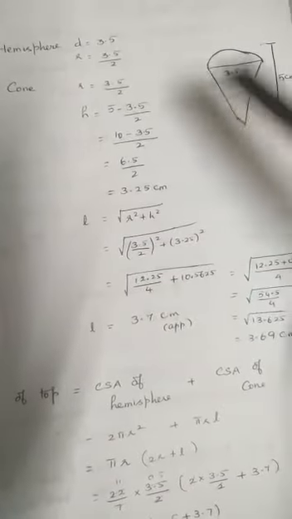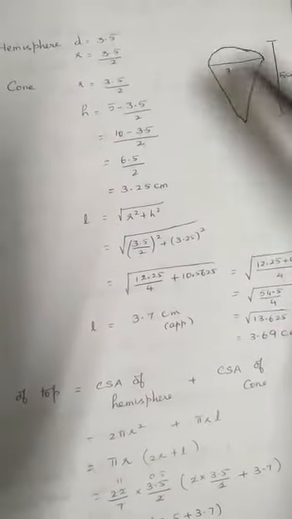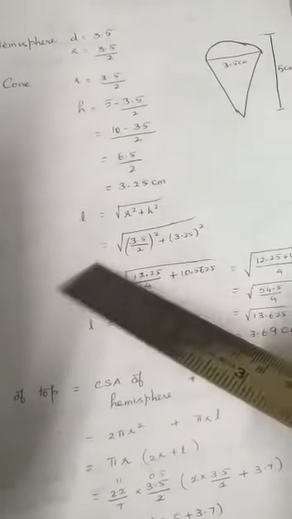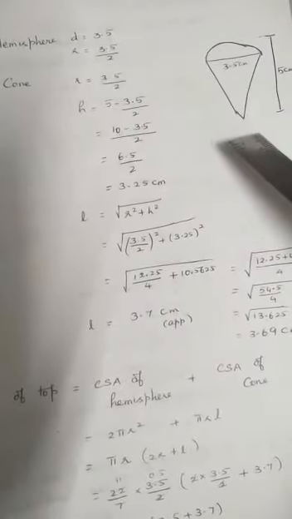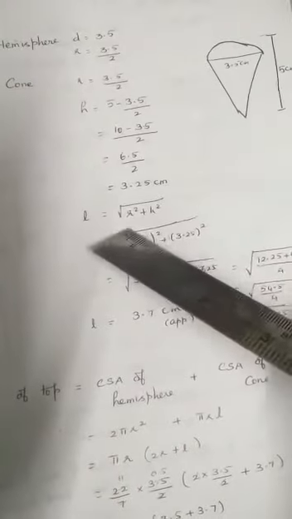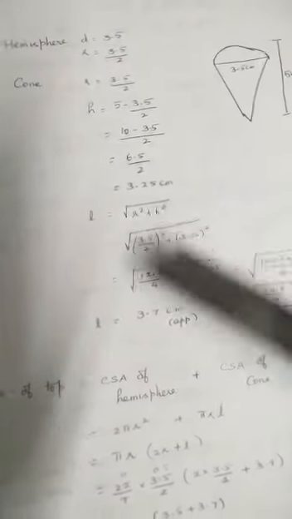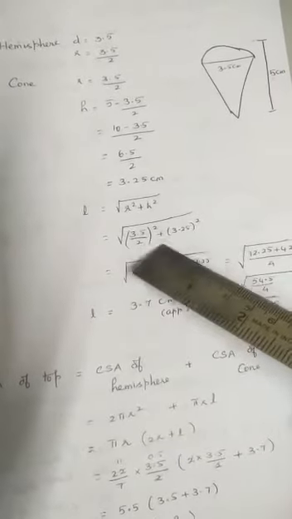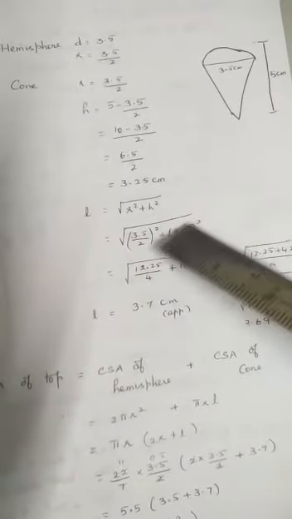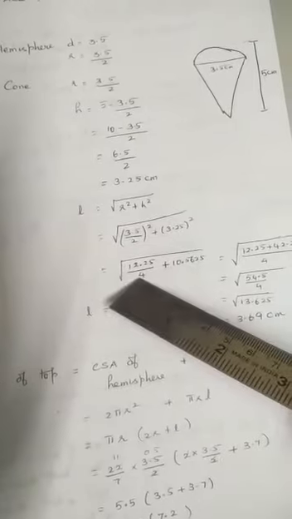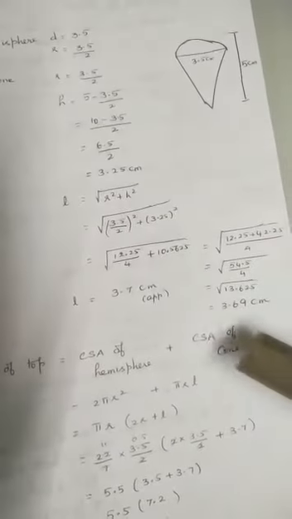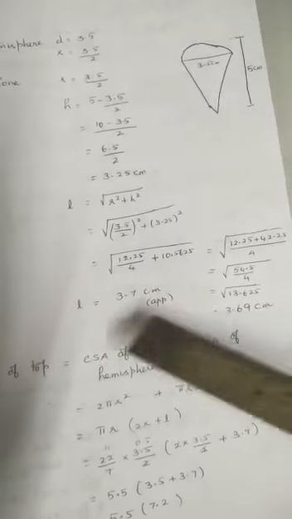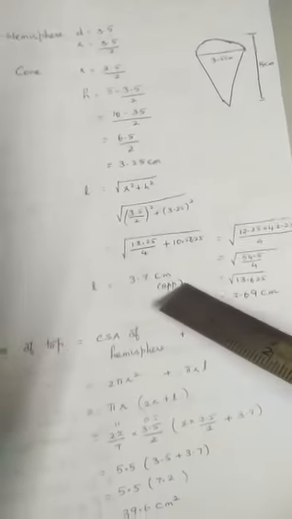But you are going to find the surface area. For the surface area of the cone you need l, so we have to find the slant height. You need this slant height. The slant height formula is square root of r square plus h square. So substitute r as 3.5 by 2, the whole square, plus h square as 3.25, the whole square. Taking the square root and simplifying, you will get 3.69 centimeter. So approximately you will write 3.7 centimeter.